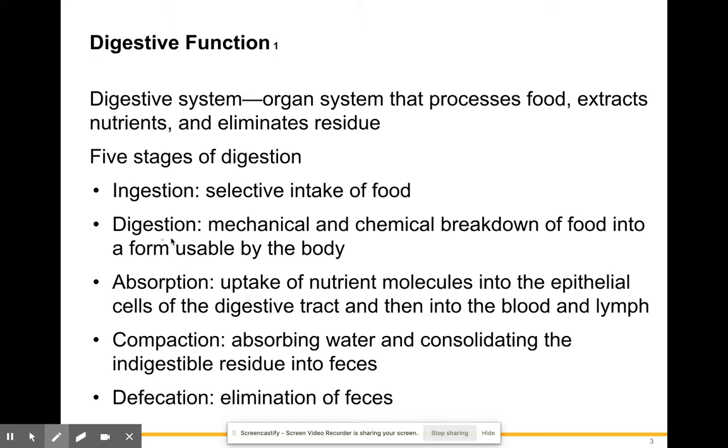Once it's in your digestive system, you then do digestion, and digestion has two different types. You can have mechanical digestion or you can have chemical digestion. Mechanical is the physical breakdown of food. Your teeth are a good example of mechanical digestion. When your stomach churns, when your intestines move around and churn, that's physically mushing food up into smaller parts. And then you have chemical breakdown of food, which is the use of things like enzymes to break large chemicals down into smaller chemicals.